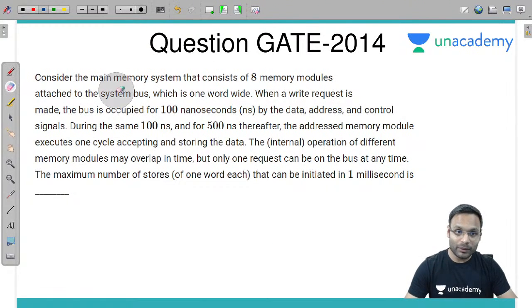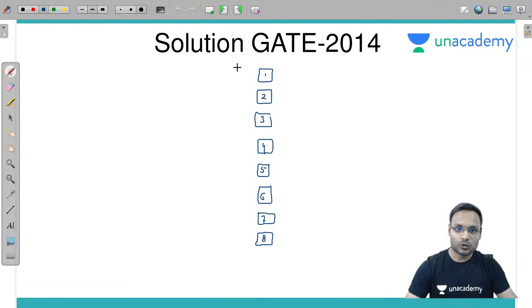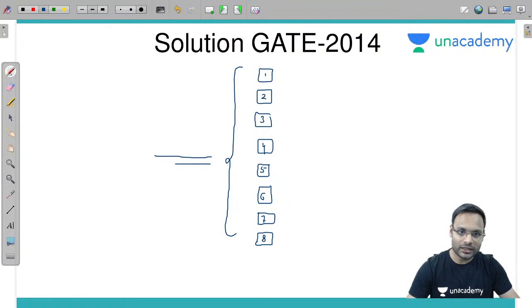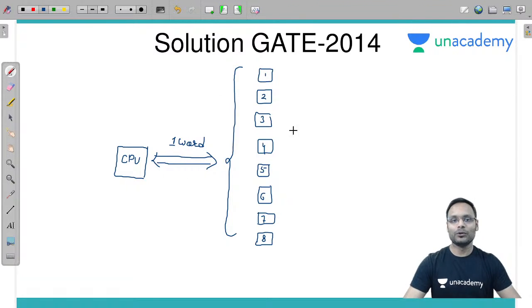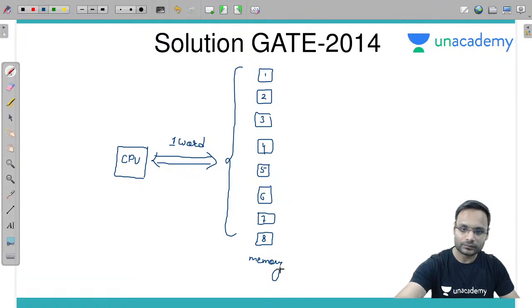क्या बोलता है? 8 memory modules attached to the system bus which is one word wide, so all these modules are attached with the CPU using the system bus, and the system bus, the data bus can carry how much data? One word. So data bus can transfer one word content from CPU to the memory system। चलिए आगे बढ़ते हैं। और क्या दे रखा है?